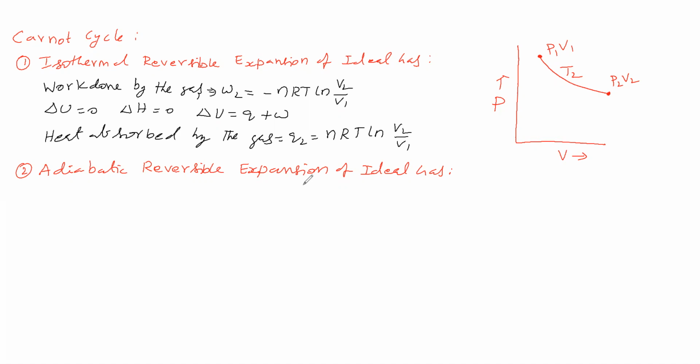For this adiabatic process, in the sense Q is equal to 0. We will substitute this Q value in the first law of thermodynamics mathematical form. Here delta U is equal to Q plus W. Substitute Q, what will you get? Delta U is equal to W.